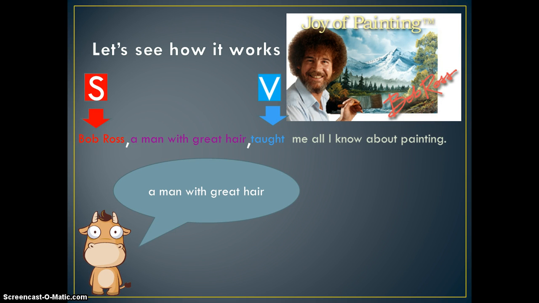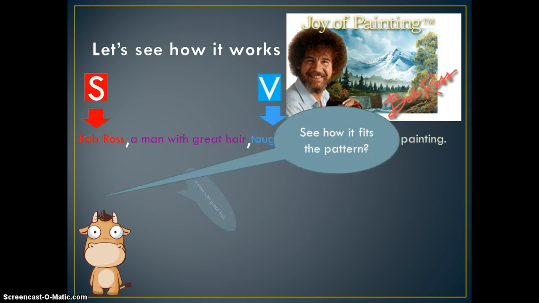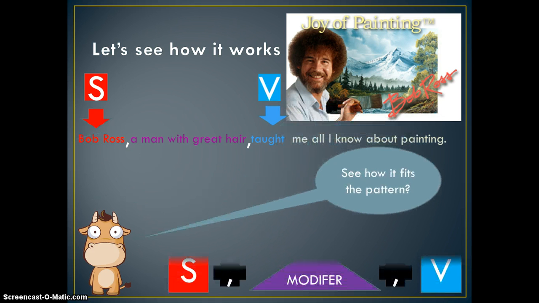Those commas are really important because this cow may have mad cow disease, and we want to contain it so that disease doesn't spread. Right? And if you look, we see that Bob Ross, comma, a man with great hair, comma, taught me all I know about painting. That exactly fits the pattern.